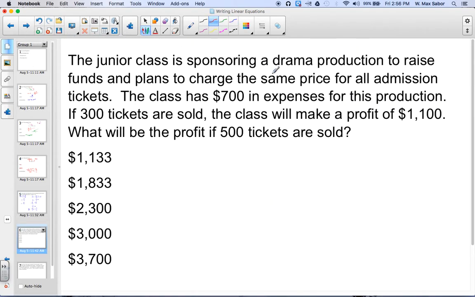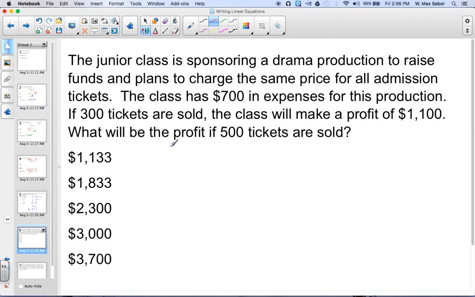The junior class is sponsoring a drama production to raise funds and plans to charge the same price for all admission tickets. The class has $700 in expenses for this production. If 300 tickets are sold, the class will make a profit of $1,100. What will be the profit if 500 tickets are sold? So we have 2 points as far as I can see.